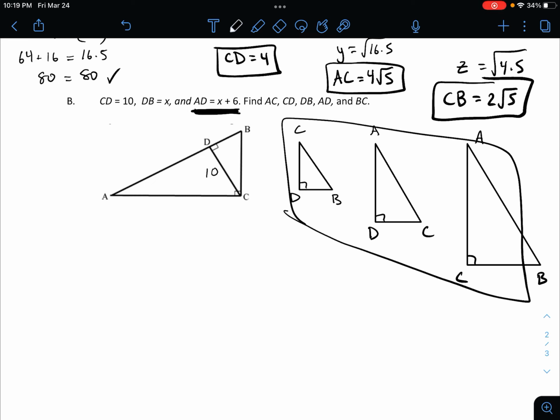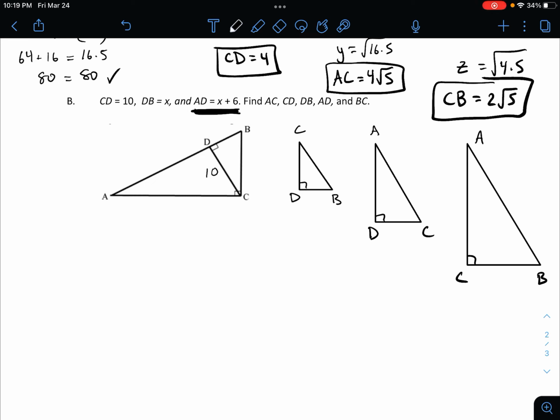I have it here on the right side just to verify your work so you can double check it. But make sure you're trying that on your own. If DC is 10, we can go ahead and label that 10 here, also 10 here, right? In two different places because that's part of two different triangles. We also know that DB is X.